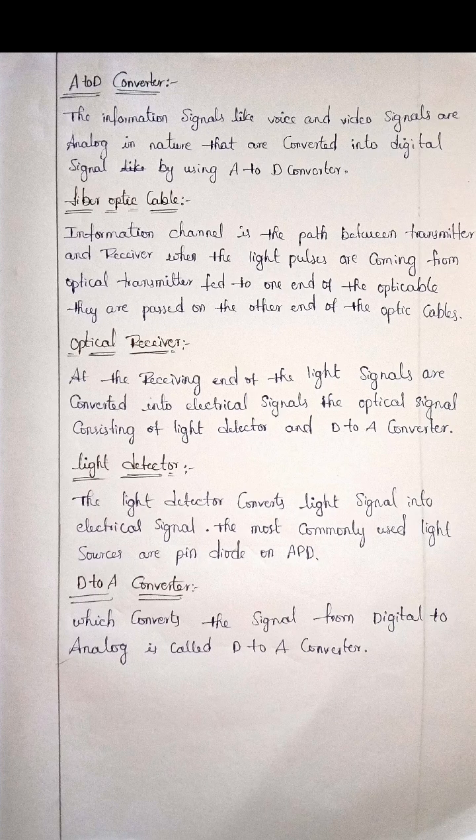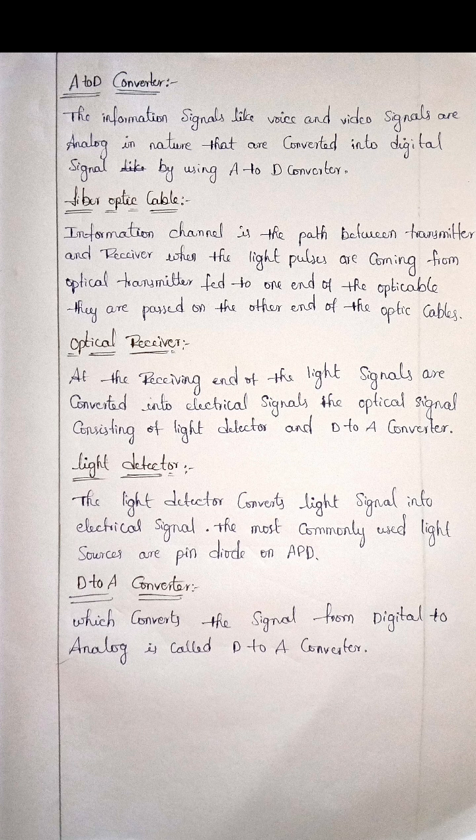A to D converter. The information signals like voice and video signals are analog in nature that are converted into digital signal by using A to D converter. న్యాచురల్గా ఈ వాయిస్ వీడియో సిగ్నల్స్ అనేది అనలాగ్లోనే ఉంటాయి. వాటిని కన్వర్ట్ చేయడానికి A to D కన్వర్టర్ వాడతారు అంతే.